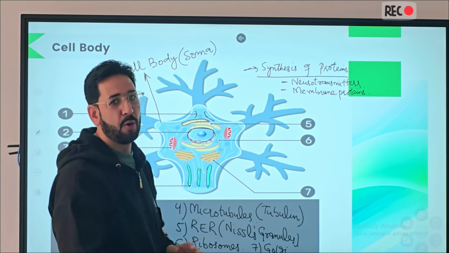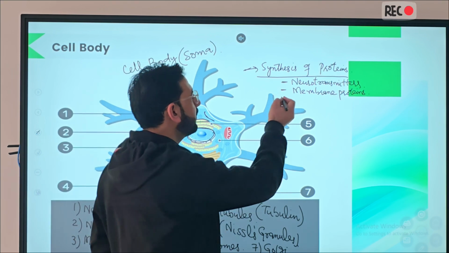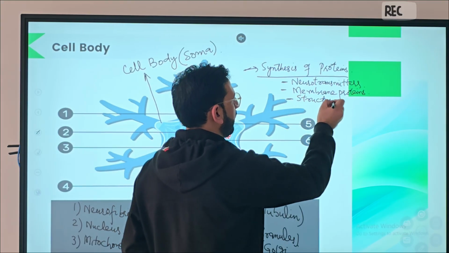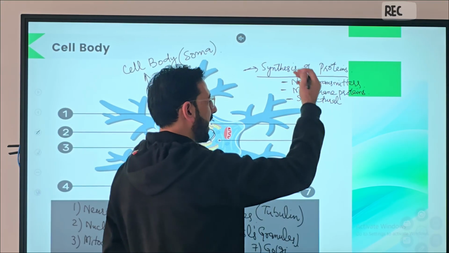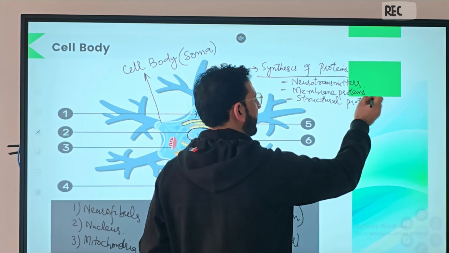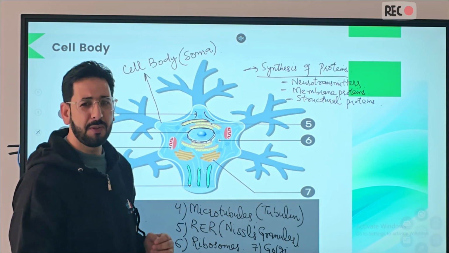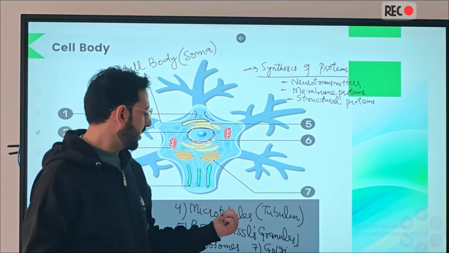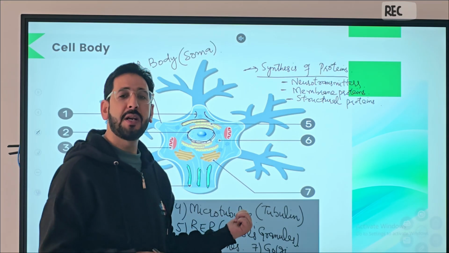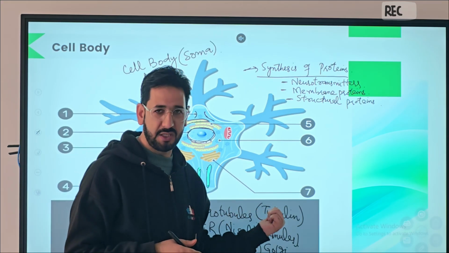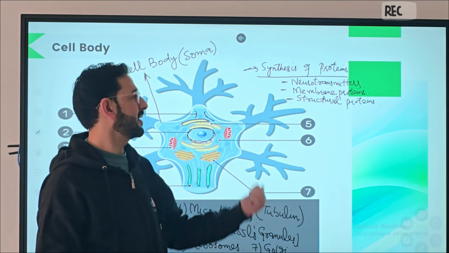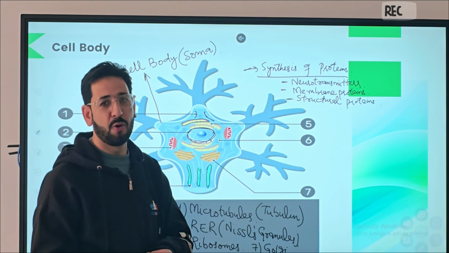this neuron cell body. The third important protein can be the structural proteins. These can be structural proteins that are used inside the cell. For example, I have already told you that there is an important structure called microtubules, and microtubules are made up of tubulin proteins, and these tubulin proteins have to be synthesized. They will be synthesized inside the neuron cell body.